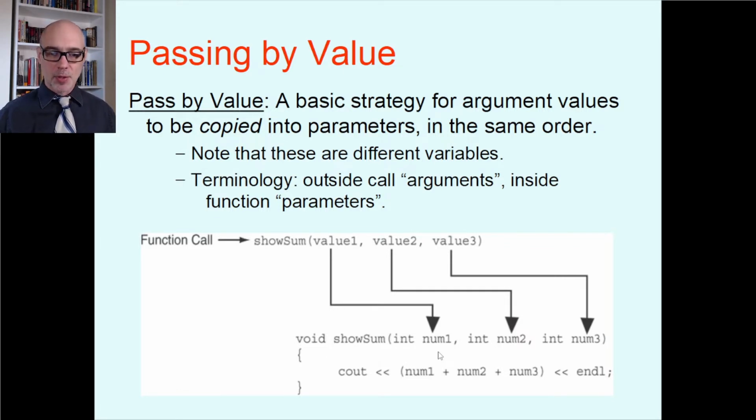Now, it just so happens that as the showSum function starts up, num1, num2, num3 contain the same numbers that value1, value2, value3 do, but they are 6 different places in memory. And if in showSum I start modifying num1 or num2, right, it only modifies num1, num2, not the variables value1, value2, value3 that are back in the main function. Okay, so I feel like that's an important thing to highlight at this point. Now we've got 6 different variables in our program.